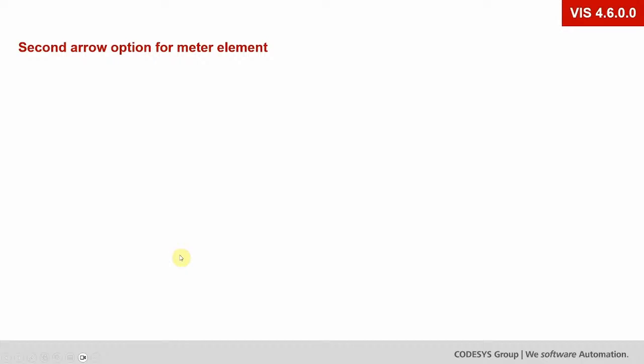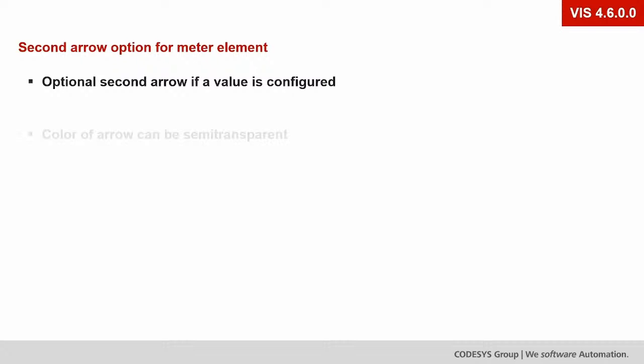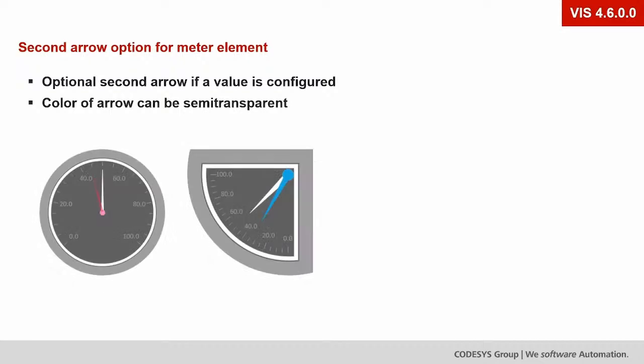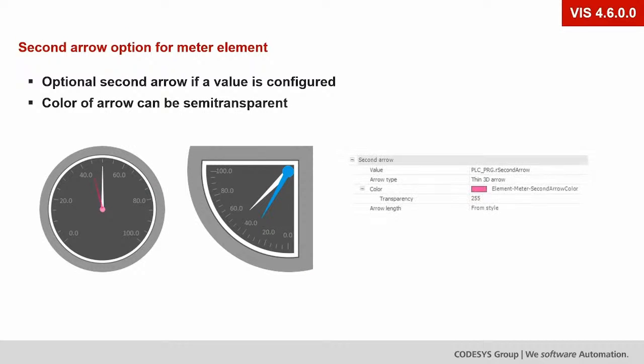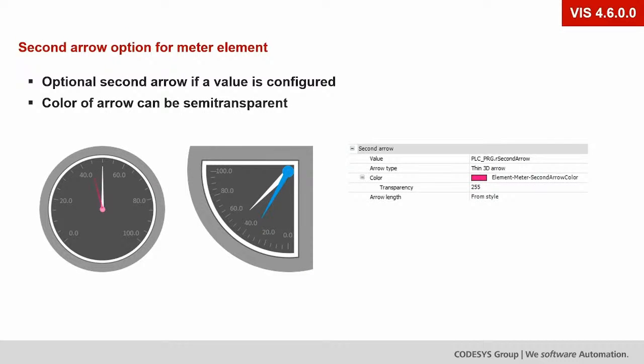The last topic in my presentation is an extension in the meter element. A second arrow can optionally be displayed in this element. The color can be semi-transparent if needed. The variable value, the arrow type, the color and the length of the arrow can also be configured.